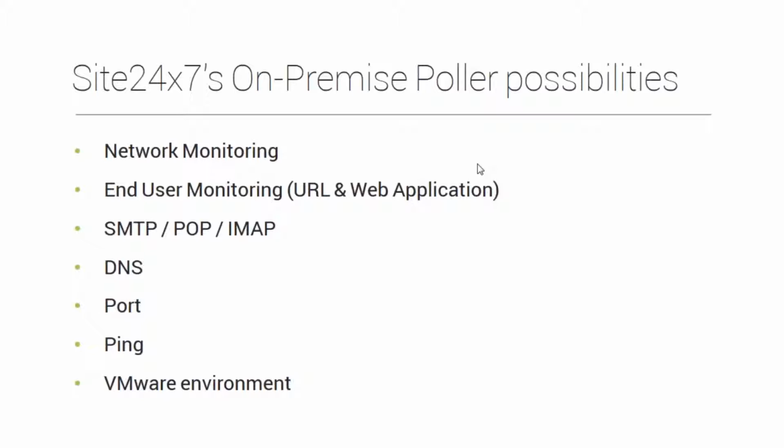These are the types of monitors that we support on the on-premise poller. The major one is network monitoring. Apart from network monitoring, you can monitor your end-user experience, like URL and web application monitoring. You can monitor your ports like SNMP, POP, and IMAP. You can monitor your DNS. With the help of ICMP ping requests, you can monitor your network device availability just by sending an ICMP request. And you can also monitor your VMware environment.